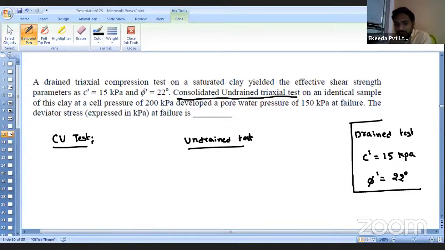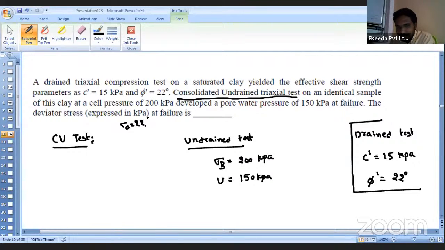So at first they have done the drained test, and the second time for the same sample they are conducting the undrained test. Same identical sample, and it is subjected to a cell pressure, and also to a pore water pressure of 150 kilopascal. That means the cell pressure is nothing but sigma 3, they have given us 200 kilopascal, and pore water pressure equal to 150 kilopascal at failure. What are they asking? They are asking us to find the deviator stress, isn't it?